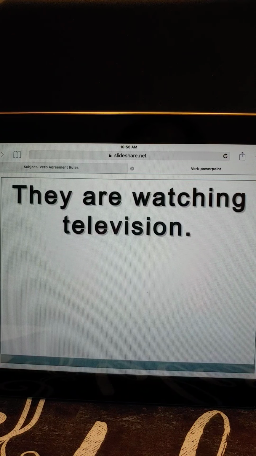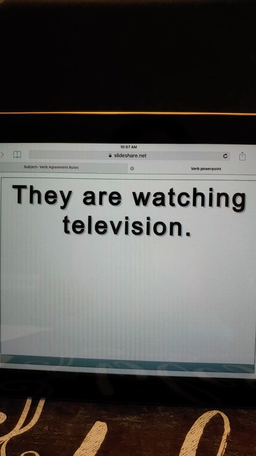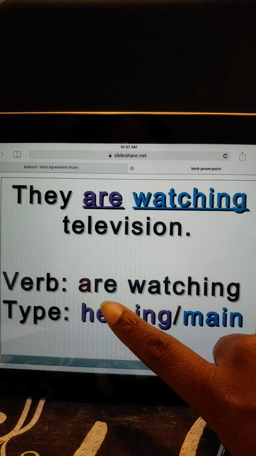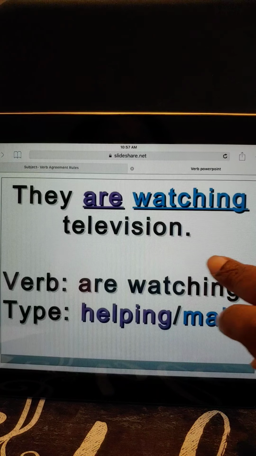All right, they are watching television. Now, keep in mind that our action verb, or our main verb, would be watching, okay? This is something that you can do. Watching needed some help from our helping verb, which is are. They are watching television. So the verbs are watching. Those are both of our verbs. Keep in mind this is the helping and this is the main again.